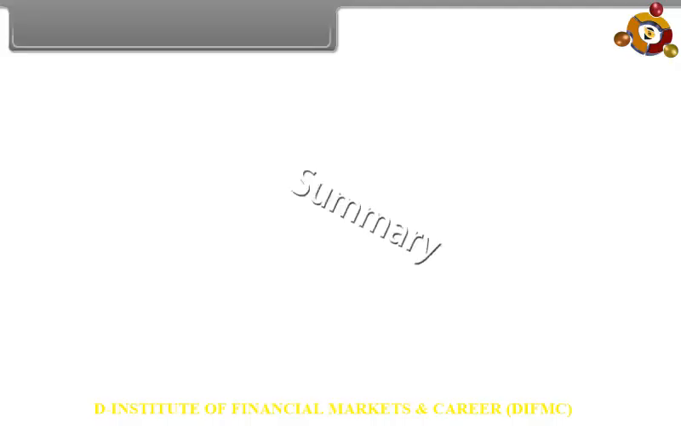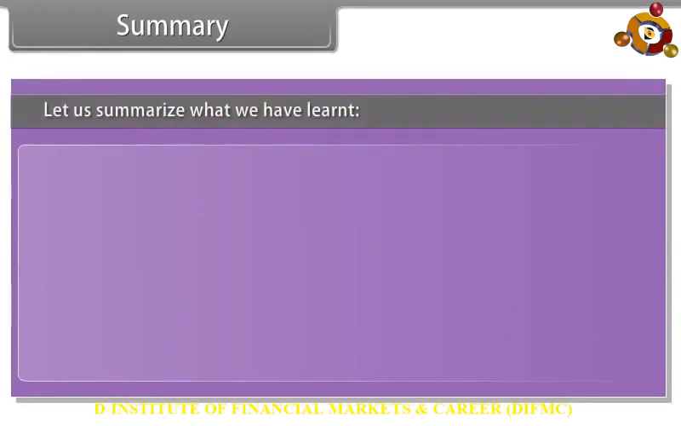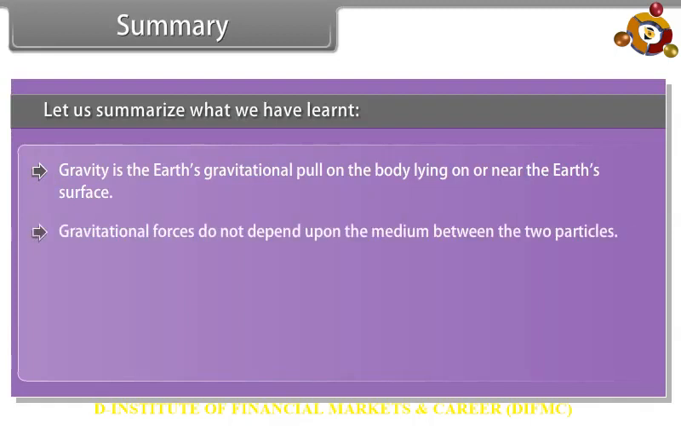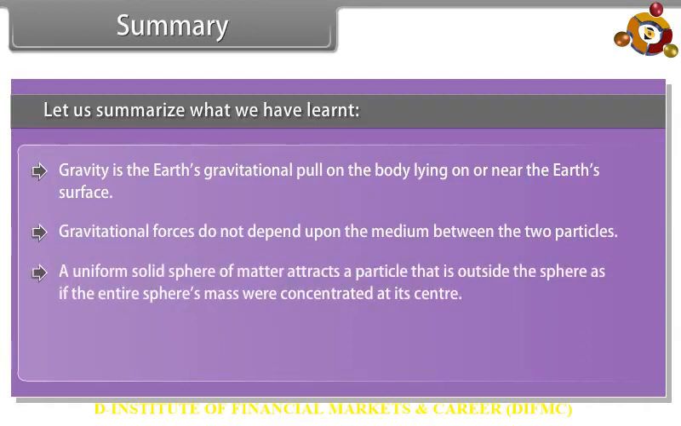Summary. Let us summarize what we have learned. Gravity is the Earth's gravitational pull on a body lying on or near the Earth's surface. Gravitational forces do not depend upon the medium between the two particles. A uniform solid sphere of matter attracts a particle that is outside the sphere, as if the entire sphere's mass were concentrated at its center.